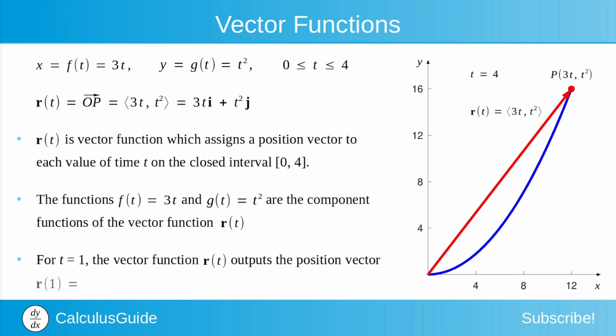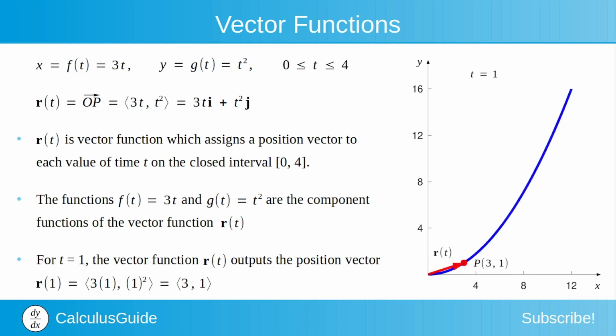For time t equal to 1, the vector function r of t outputs the position vector r of 1, which is equal to the vector (3 multiplied by 1, 1 squared), which is equal to the vector (3, 1). This position vector is now shown on the diagram to the right.